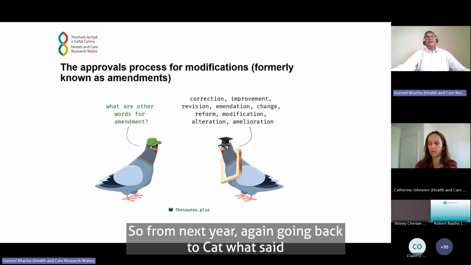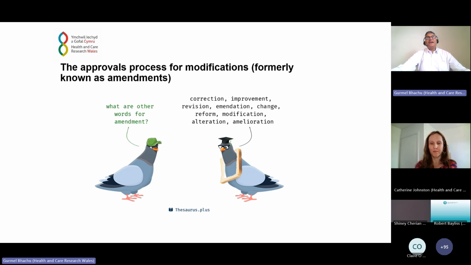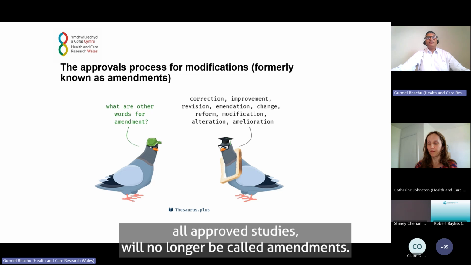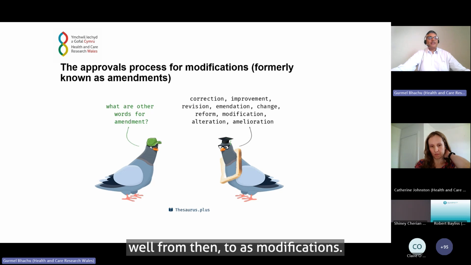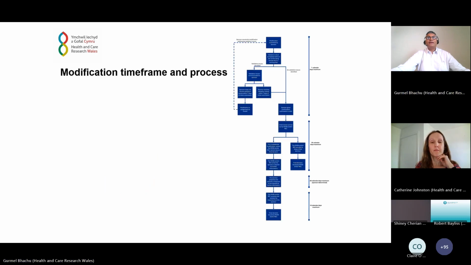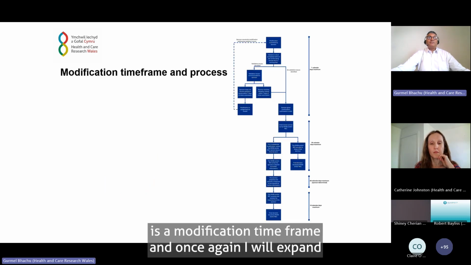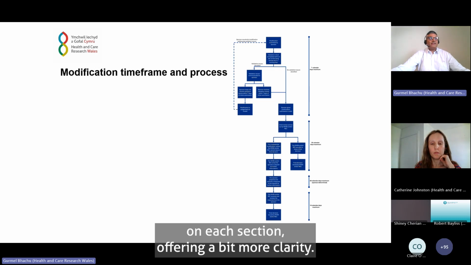From next year, going back to what Kat said, all approved study changes will no longer be called amendments. Any change will from then be referred to as a modification. On screen is the modification timeframe, and once again, I will expand on each section, offering a bit more clarity.